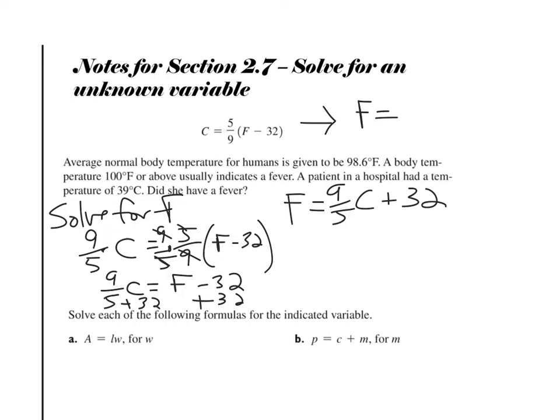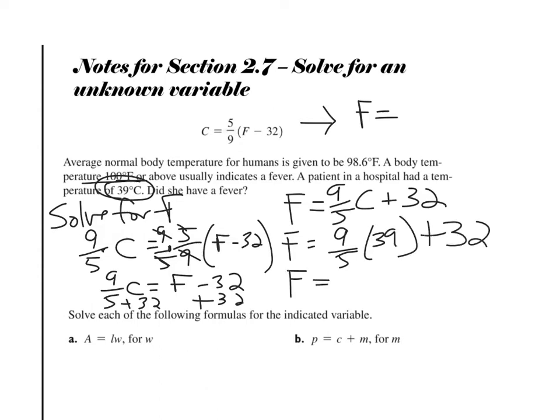We've changed this formula to fit the problem that they gave us, which is if there is a body temperature of 100 degrees Fahrenheit or above, there's a fever. So if your patient has a temperature of 39 degrees Celsius, is that a fever? We don't know. We're going to have to plug in 39 for C to convert it to Fahrenheit so that we can interpret whether or not it fits the criteria for a fever, which would mean it would have to be 100 degrees or above.